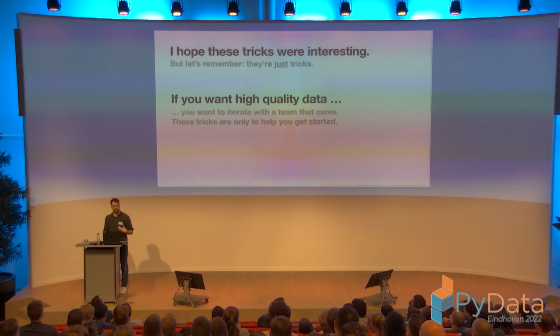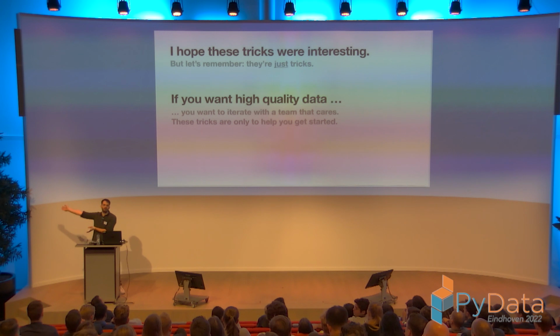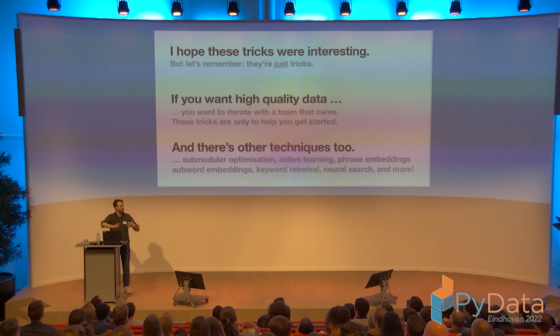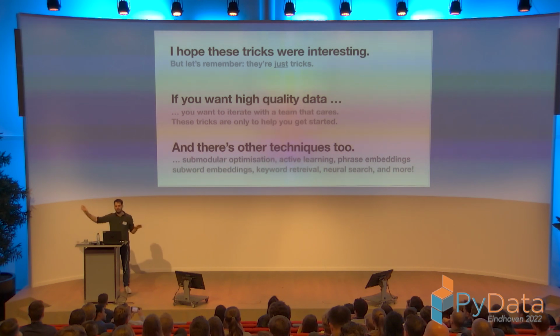Also, these tricks are only meant to help you get started. I can definitely imagine that if you already have your first 1,000 labels, then there are other techniques that are probably going to help you more than what I'm doing here. But still, we have these pre-trained models, so we might be able to use them to help ourselves label. Finally, there are also tons of other techniques that I didn't have time for. Submodular optimization is a really cool trick. Active learning, phrase embeddings, subword embeddings, keyword retrieval, neural search. There's tons of other stuff that I'm working on.